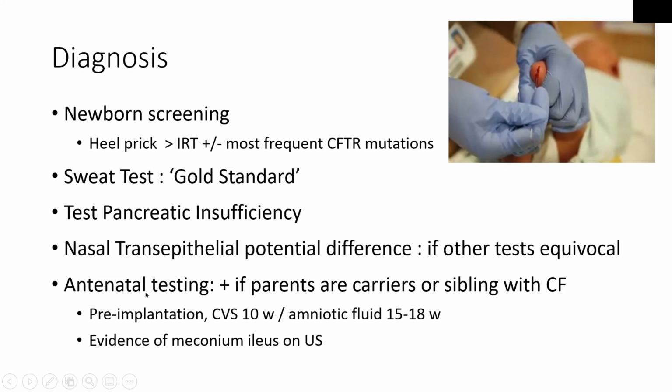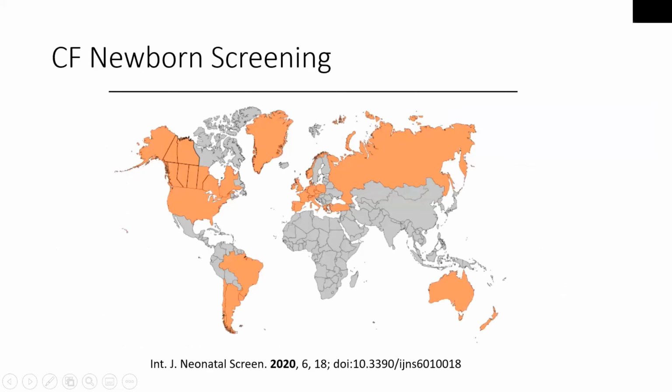Prenatal testing is available by chorionic villus or amniotic fluid sampling, and pre-implantation diagnosis can be done with in vitro fertilization, and sometimes evidence with ultrasound can show meconium ileus. These are the countries that implement screening for cystic fibrosis worldwide: North America, Latin America, Russia, most European countries, Turkey, and Australia.